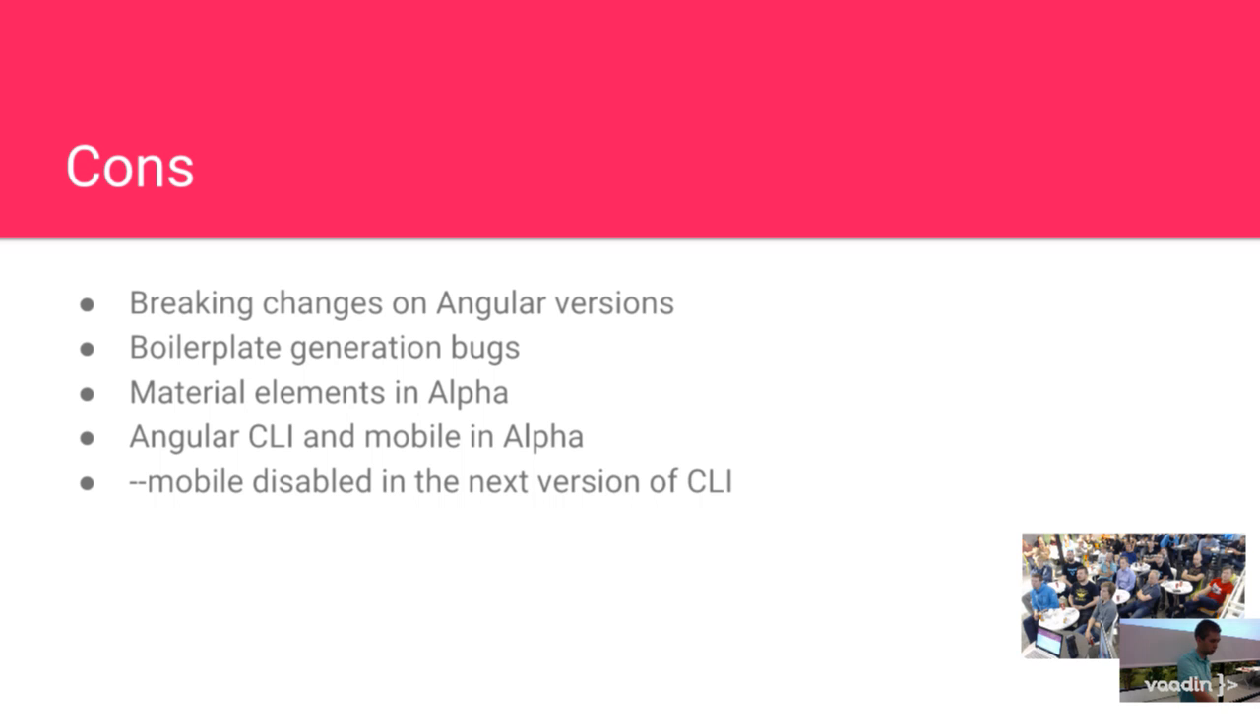Cons, there were a lot of cons, as you probably noticed. The breaking changes in each Angular version, so I'm waiting for a stable version for myself right now. Also all the bugs with the boilerplate. And then all the additional tools with Angular are still in alpha phase. So Material elements in Angular still in alpha, Angular CLI, the mobile toolkit, both still in alpha. And also the mobile parameter will be disabled in the next version of the CLI, at least temporarily.